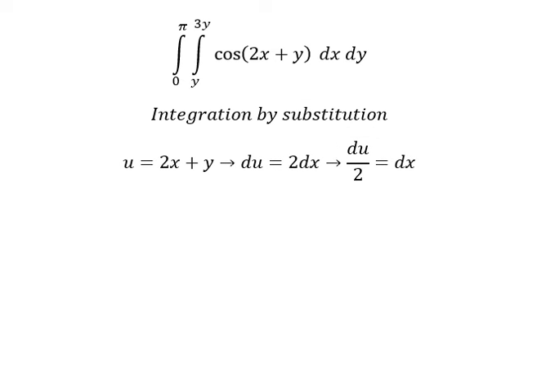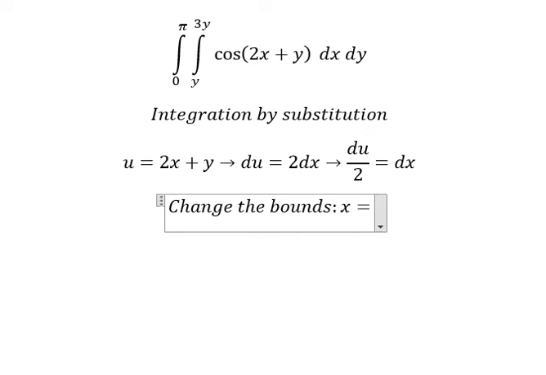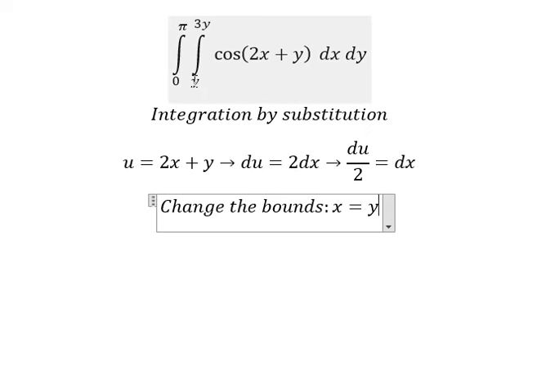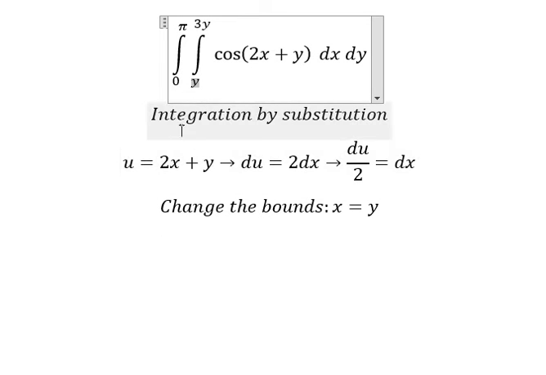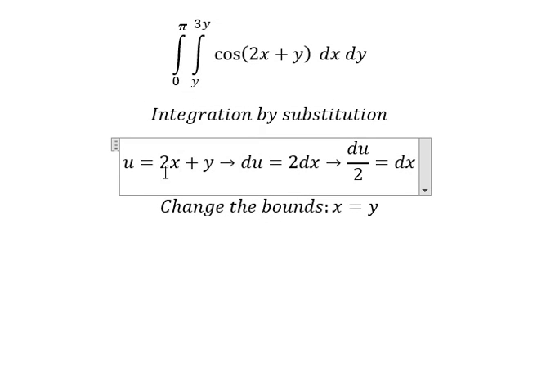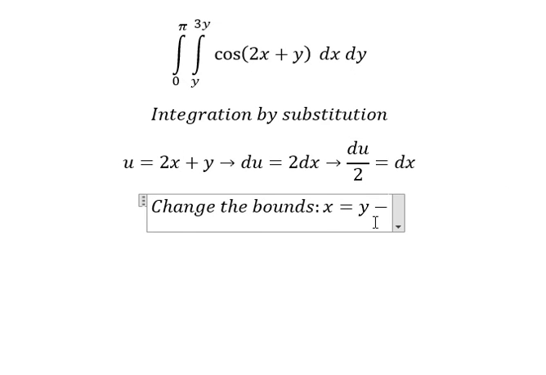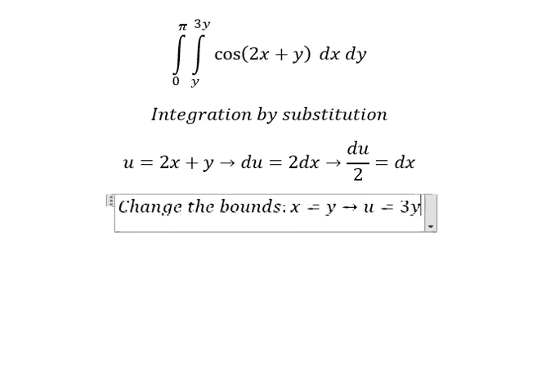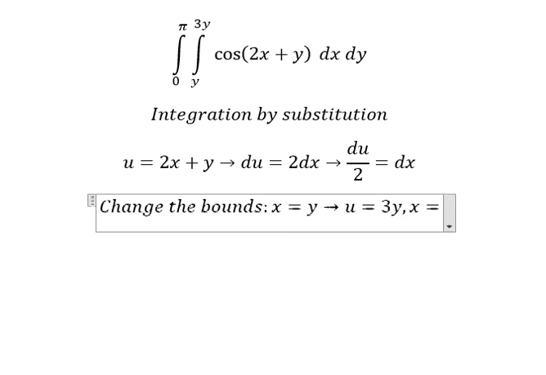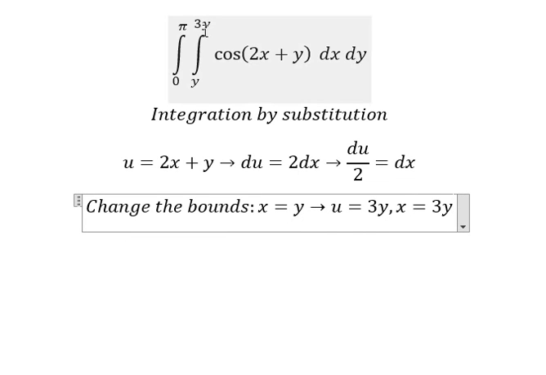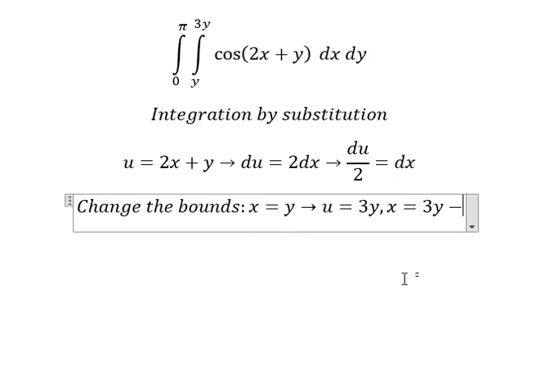Next, we need to change the bounds. When s equals y, that is from here. So we put y here, and we have 2y plus y, we have 3y. When s equals 3y, we put 3y here, and we got u equals 7y.